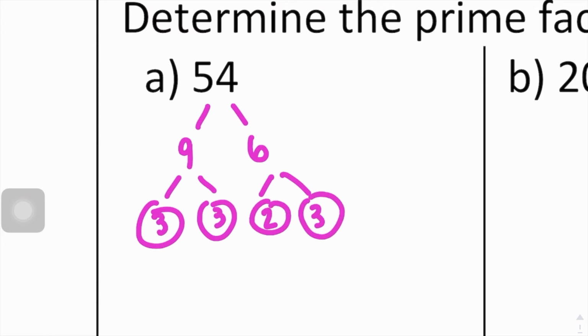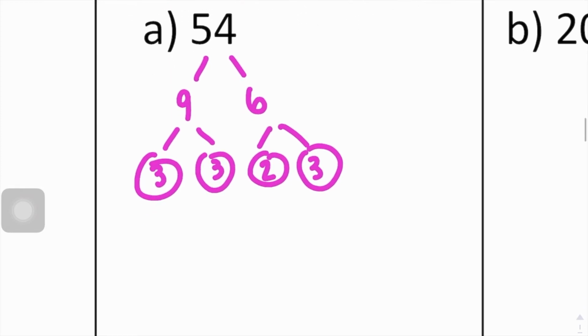So now when I rewrite this, our branches are all done, and I like to circle my primes, just as a good organizational tool. I write it down as a product. So 2 times 3 times 3 times 3. This is the prime factorization then.